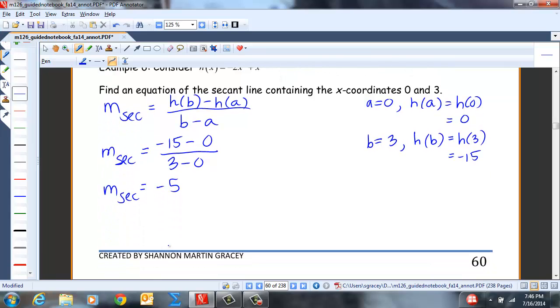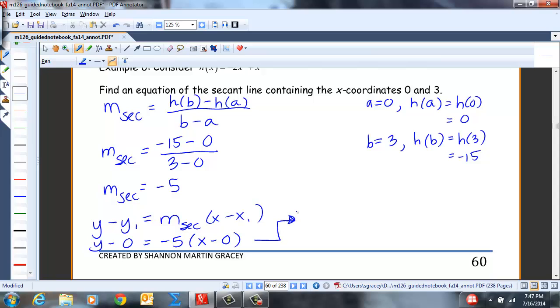Now, using the point-slope form of the line, we can say y minus y1 is the slope of our secant line times x minus x1. One of our ordered pairs was 0, 0, so let's use that. y minus 0 is negative 5 times x minus 0. So the equation of our secant line is y equals negative 5 times x.